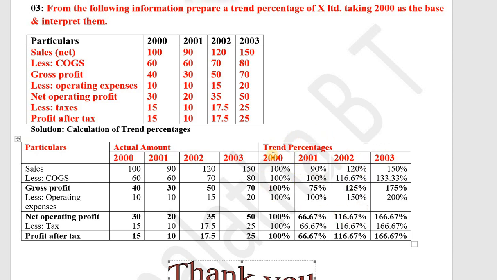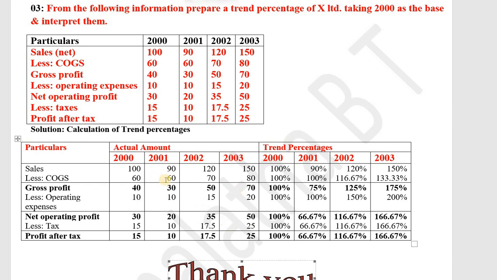When you go for calculating the trend percentages, we take the first year as the base year. So first year base ಆಗಿರೋದ್ರಿಂದ ಎಲ್ಲಾನು ನಾವು 100 percentages ಅಂತ ತಗೊಂತೀವಿ. 2001 ಕ್ಯಾಲ್ಕುಲೇಟ್ ಮಾಡಬೇಕಾದ್ರೆ 90% ಹೆಂಗ್ ಬಂತು ಅಂತ ಯೋಚನೆ ಮಾಡಿದ್ರೆ 90 divided by 100 into 100, you will be getting 90%. 60 2 ಇಯರ್ ಇಂದ 60 ಇರೋದ್ರಿಂದ ಅದು 100% ಬಂದೇ ಬರುತ್ತೆ. ಇಲ್ಲಿ ಹೆಂಗ್ ಬರುತ್ತೆ 75 ಅಂತ ನೋಡಿದ್ರೆ 30 divided by 40 into 100. 2002 ಗೆ ಸೇಮ್ 50 divided by 40 into 100. 2003 ಗೆ 70 divided by 40 into 100, you will be getting 175.